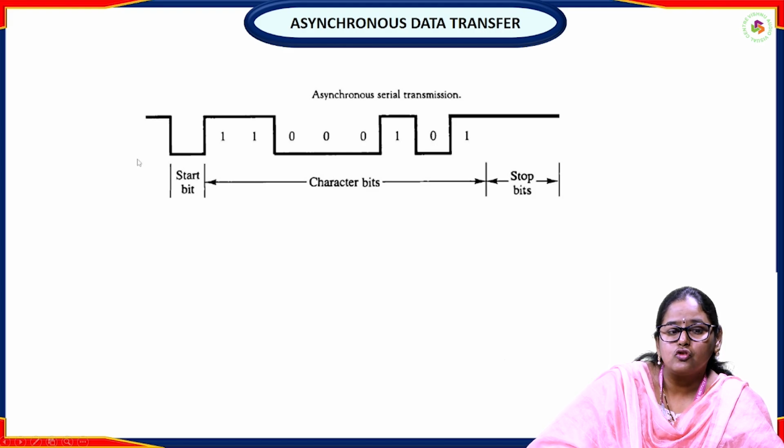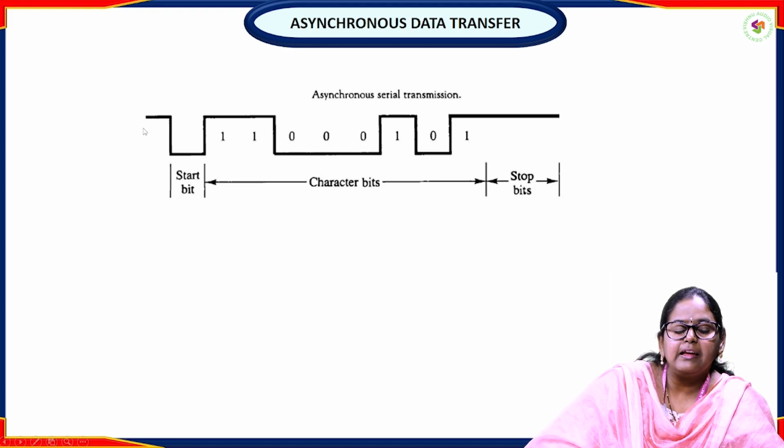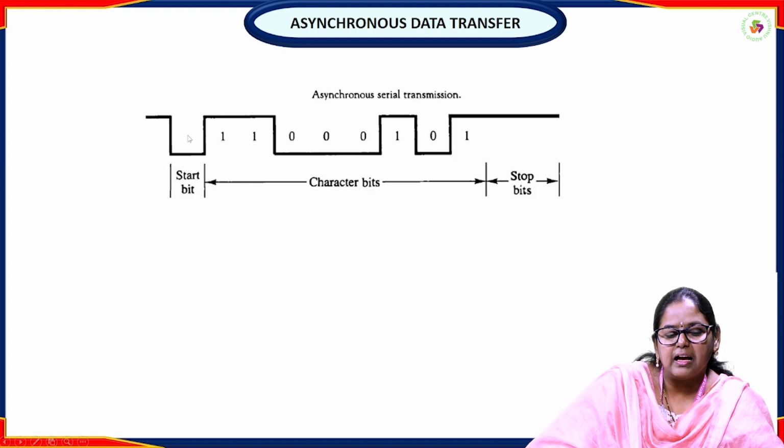Usually when the data is not transmitted, the line will remain in the idle state, that is 1 state, and when it starts transmitting the data it will go to the 0 state, which indicates the start bit, followed by the character bits which are transmitted there. And at the end, the end of the data is represented using the stop bits.